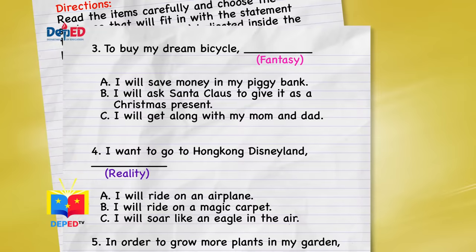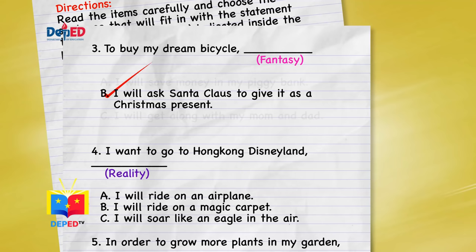Number 3. To buy my dream bicycle, A. I will save money in my piggy bank. B. I will ask Santa Claus to give it as a Christmas present. C. I will get along with my mom and dad. Answer? B. I will ask Santa Claus to give it as a Christmas present.